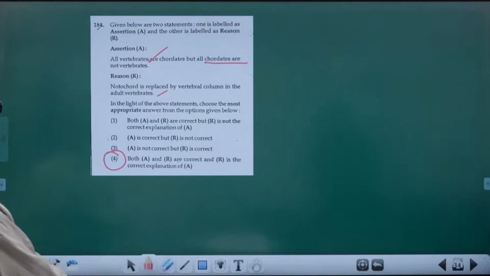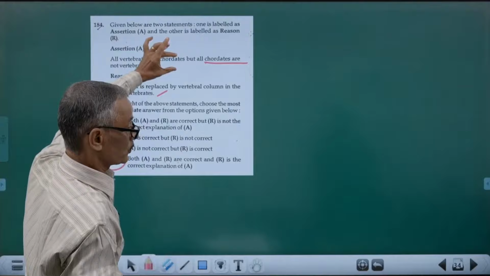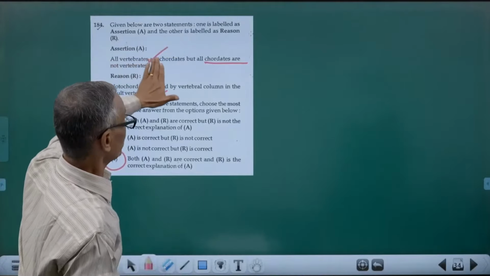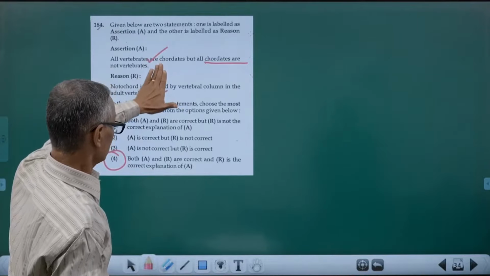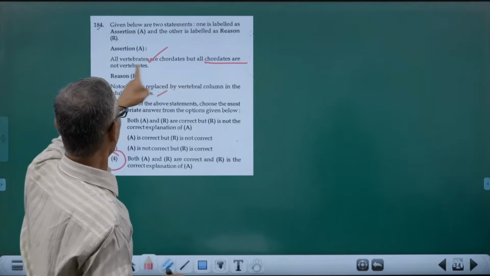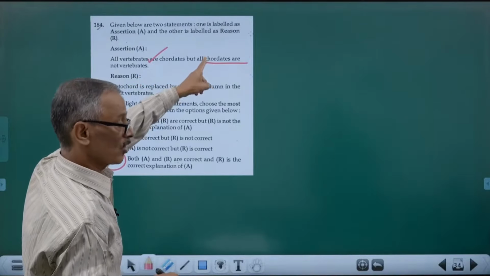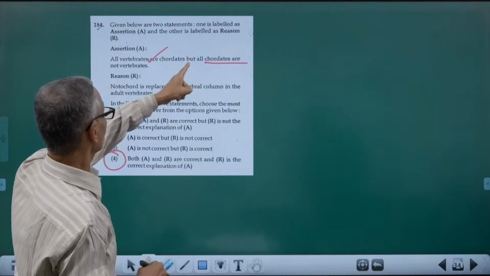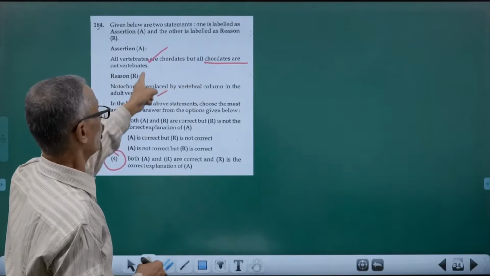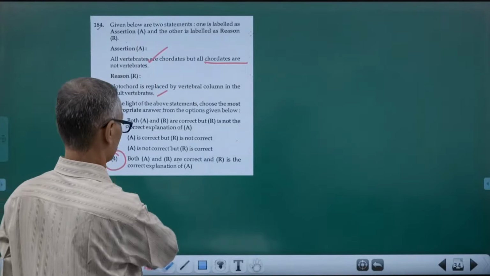Both A and R are correct, and R is the correct explanation. All vertebrates are chordates because vertebrates have the notochord in the early stages, and all chordates are not vertebrates. There are some chordates, cephalochordata and urochordata. All chordates have a notochord but not a vertebral column. So they are not vertebrates. So that's the correct explanation.